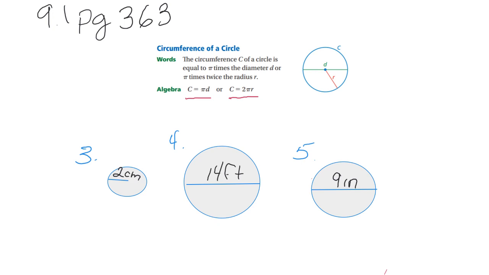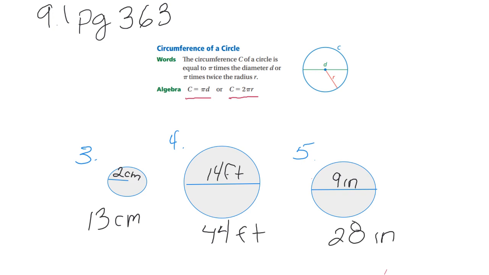All right, so your answers for 3 should have been about 13 centimeters, about 44 feet, and about 28 inches. And I just rounded all those to the nearest whole number.